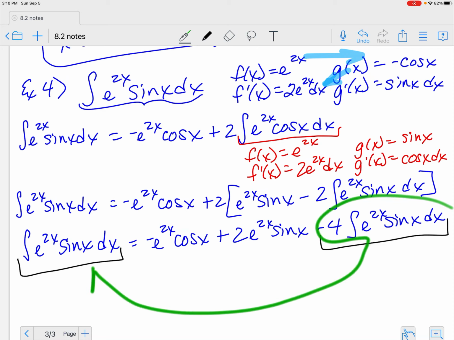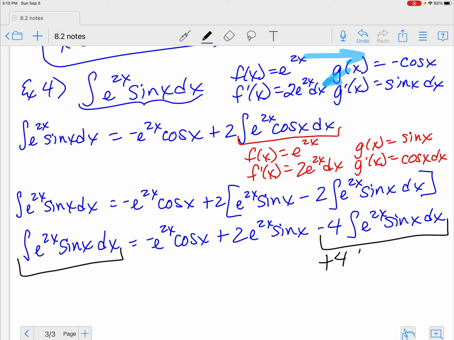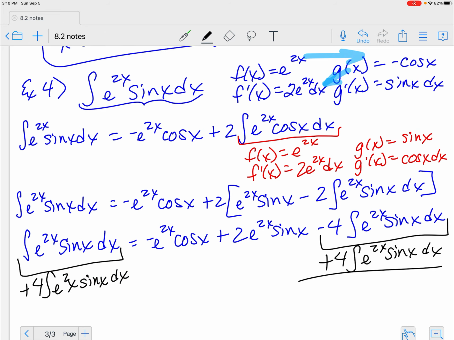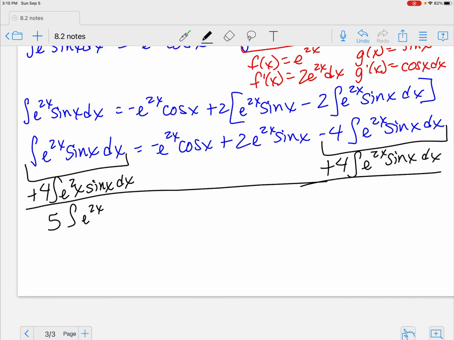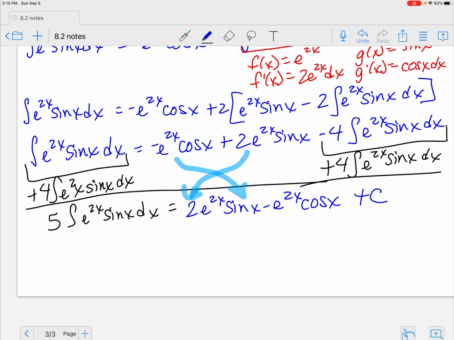But because we're spinning back around and I'm going to have to bring this to the other side, I'm going to add 4 integrals of e to the 2x sine of x dx, which will give me a total of 5 integrals of e to the 2x sine of x dx is equal to, and here's where I am going to move it around so I don't have to keep that negative sign in front. I'm going to bring this up front and put this behind it. It's the same, right? So I end up with 2e to the 2x sine of x minus e to the 2x cosine of x. Keep in mind, this is an indefinite integral, so don't forget you have to put that plus c back there.